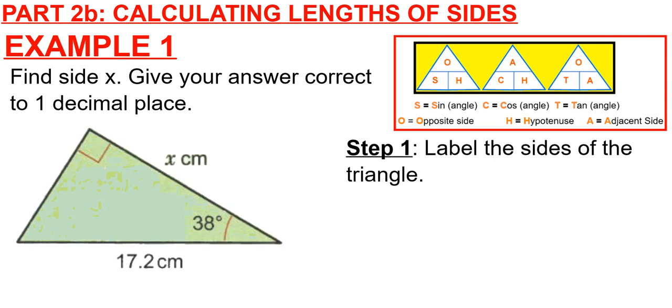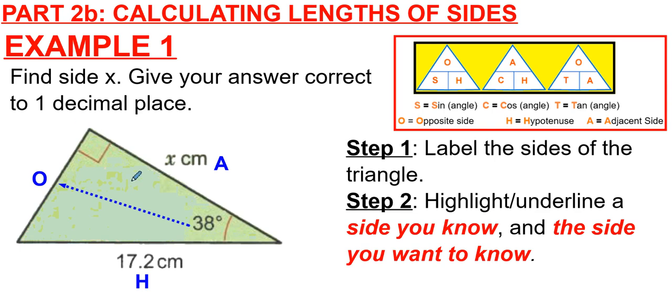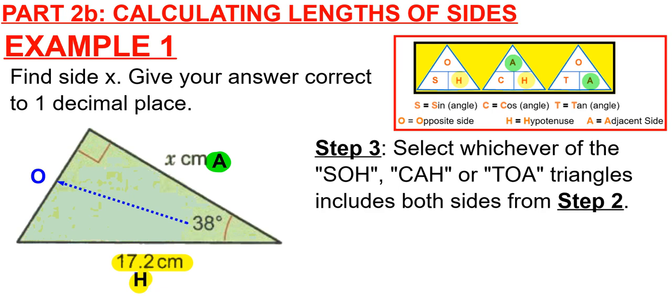Step one, label the sides. Step two, we're going to highlight the side that we know and the side that we want to know. So I'm just going to run through this a bit quicker because it's still exactly the same idea as before. That's the opposite, that's the adjacent, that's the hypotenuse. So because we do know the H, we'd highlight the H. And because we want to know the A, we'd highlight the A and highlight them in these triangles as well. So having done that, you should see that the CAH triangle is the most coloured in triangle. That's the triangle that gives us most information. Therefore, that's the triangle we want to use.